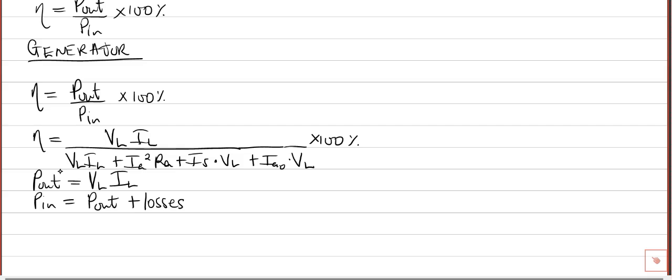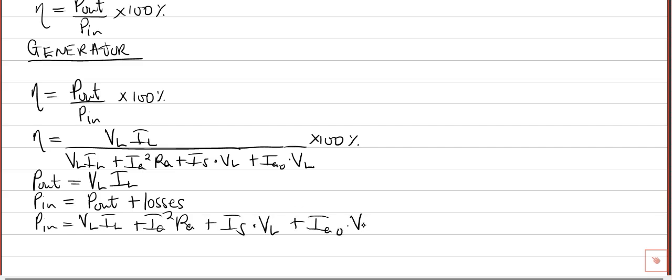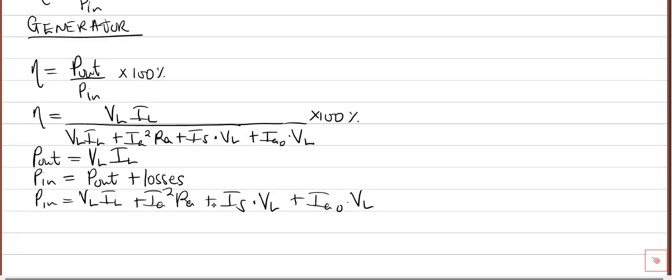We said this expression here is the same as the one at the top. So you have output at the top, output at the bottom. To fully represent the whole formula for input power, you can also say VLIL plus IA squared RA plus I shunt VL plus IAO VL. So that's how you represent your formula for input power.